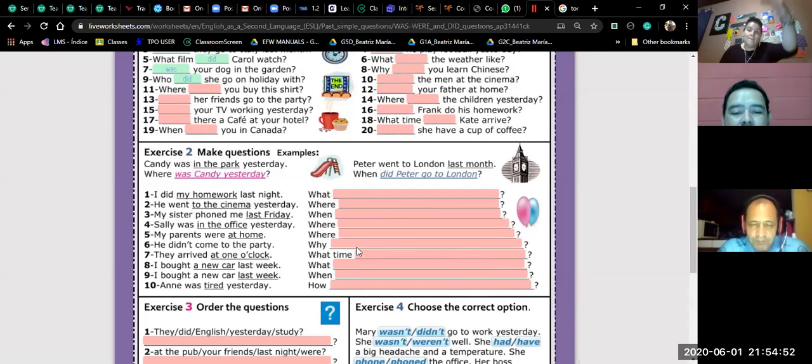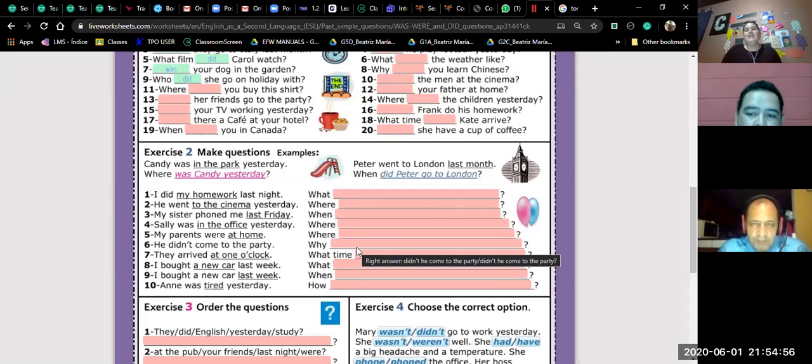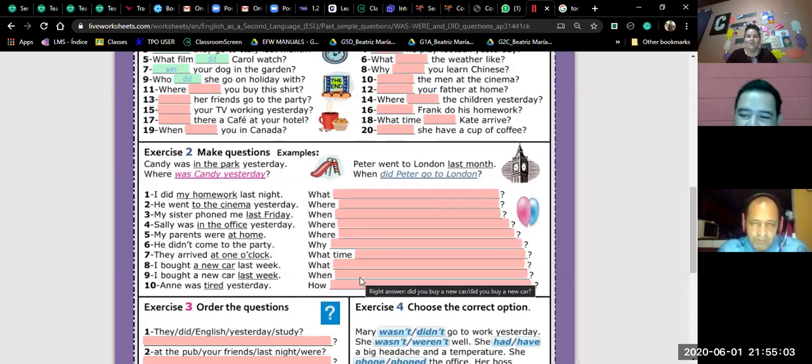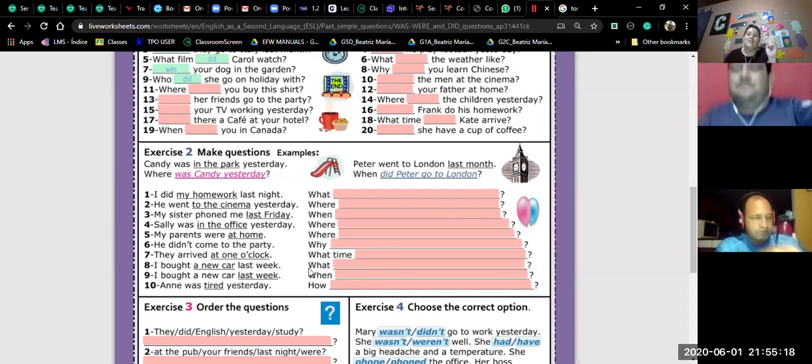So I want you to complete the worksheet. When you're finished, check your answers and send me your screenshot to see how many you got right, okay? This is additional work on the platform just for you to practice was and where, indeed. It's like your homework for you to finish it and send me the screenshot.